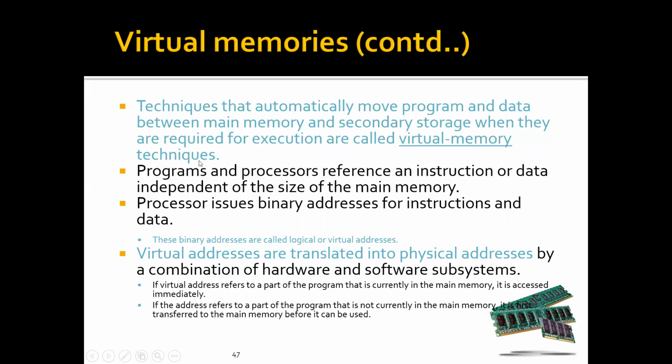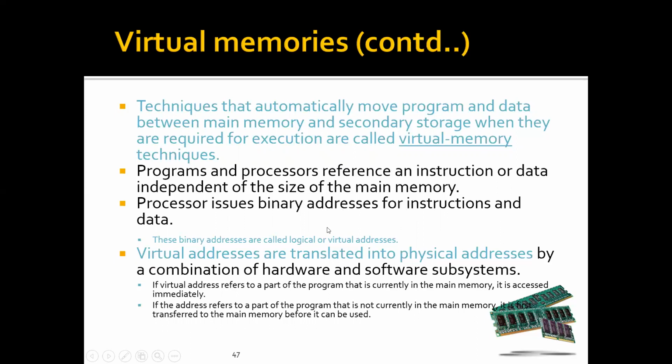Programs and processors reference instructions and data independent of the size of the main memory. If my operating system allows the virtual memory concept, the processor can generate an address which is independent of the size of the main memory. So the processor can generate an address beyond the main memory size. If my main memory is of 4 GB, with maybe 32 bits, it can generate an address of more than 32 bits. The processor issues the binary address of instructions and data.